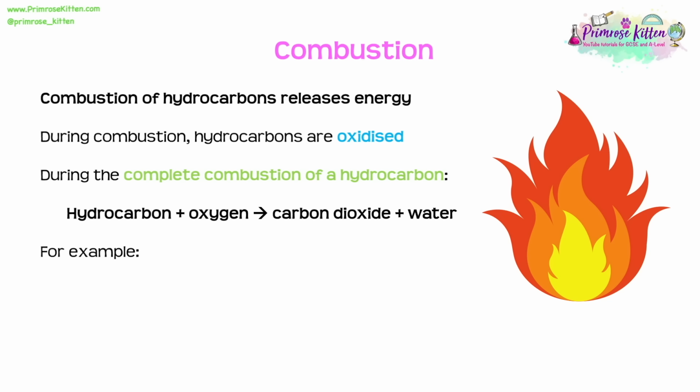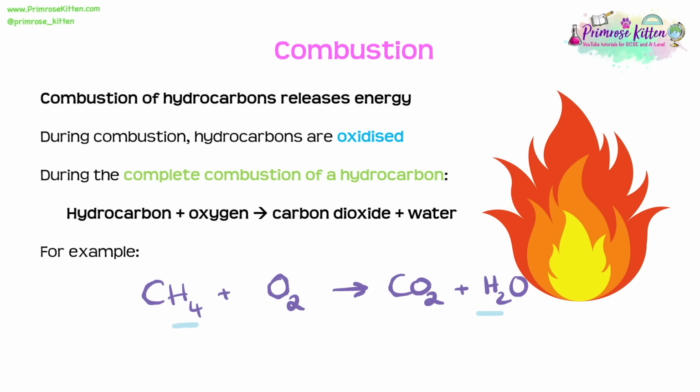We need to know that the general formula for the complete combustion of a hydrocarbon is hydrocarbon plus oxygen makes carbon dioxide plus water. Let's have a look at an example of this. We could be asked to show the combustion of methane, which is CH4. In this case, we'd write CH4 plus oxygen makes CO2 plus H2O. Now though, we need to balance it.